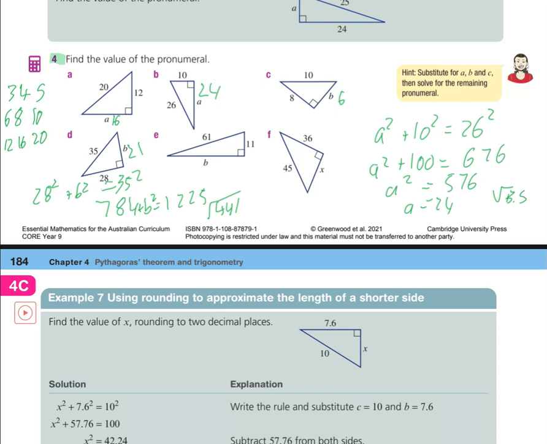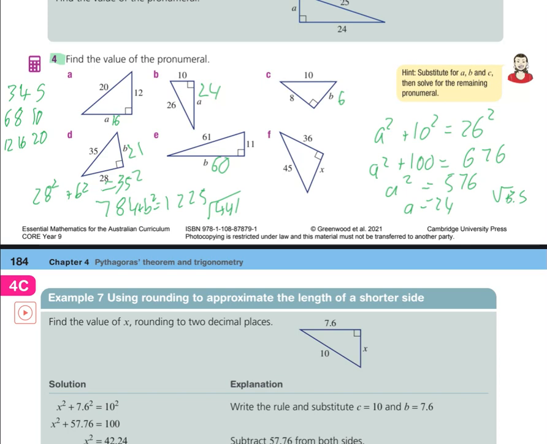Here's the answer for that one. And for the last one, well, I was going to say it reminded me of the 345, but I'm not sure if it would. No, it's not. Anyways, I'll just do the squares.